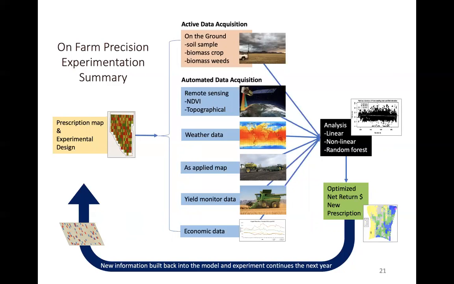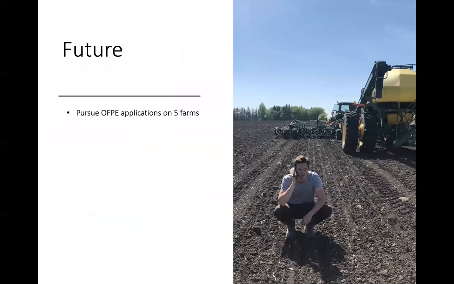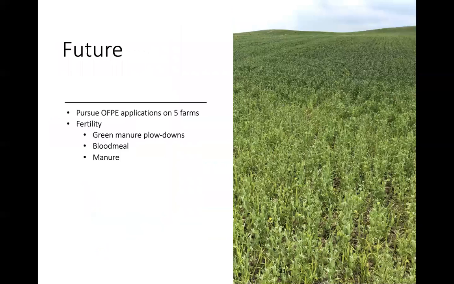So moving on into the future, we want to pursue on-farm precision experimentation on all 5 farms that we're working with, and pursue some specific aspects of it. The example I showed you earlier was of a cash crop seeding experiment. We also have some seeding experiments where we're varying the seeding rates of the green manures. So here you see a field of peas. Organic farmers often grow nitrogen fixing crops as a source of nitrogen for their crops. And so we're trying to see if we can vary that to optimize those seeding rates as well.